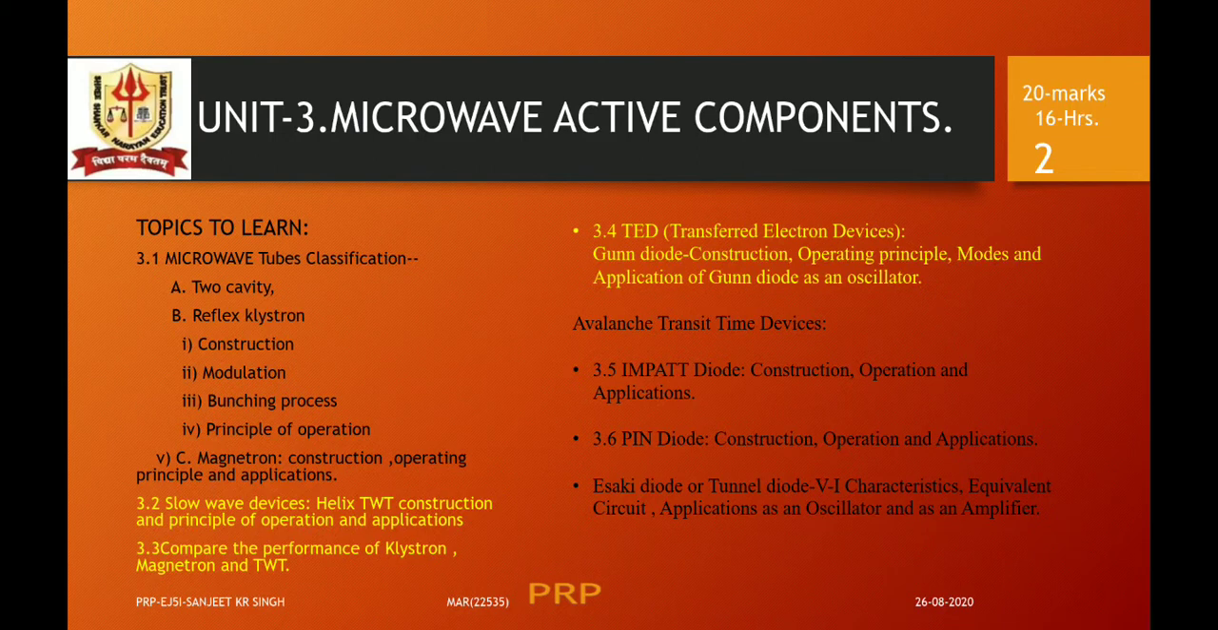The topics to be covered in this presentation are slow wave devices, that is the helical TWT, with respect to construction, principle of operation and applications. Then we will compare the performance of klystron, magnetron and TWT, and thirdly we'll see the transferred electron device, that is the Gunn diode, with respect to construction, operating principle, modes and application of the Gunn diode as an oscillator.